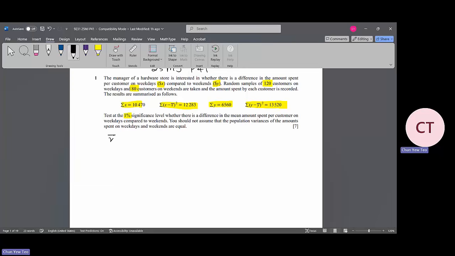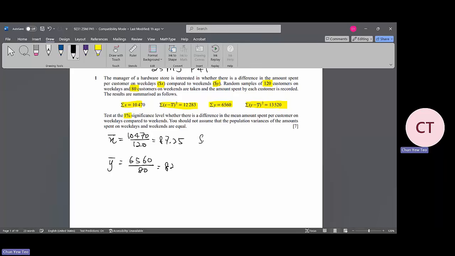First of all, we need to find the mean of X and the mean of Y. So the mean of X is 10470 divided by 120, and the mean of Y is 6560 divided by 80. Just press the calculator, and you get 87.25. This one is 82.